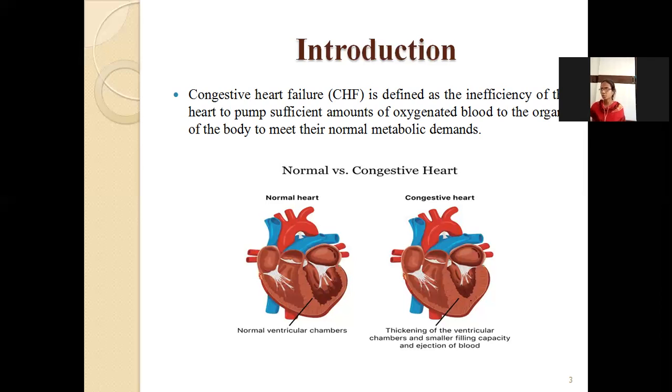It may be due to many reasons, like thickening of the walls of the heart. In our heart there are four chambers: the left ventricle, left auricle, right ventricle and right auricle. It may occur due to thickening of the walls, or blocking due to the formation of cholesterol or many other reasons. By this reason, we get congestive heart failure.